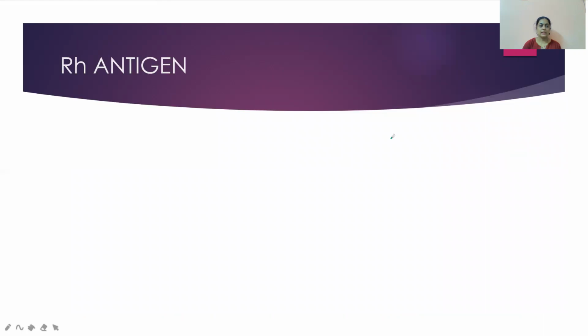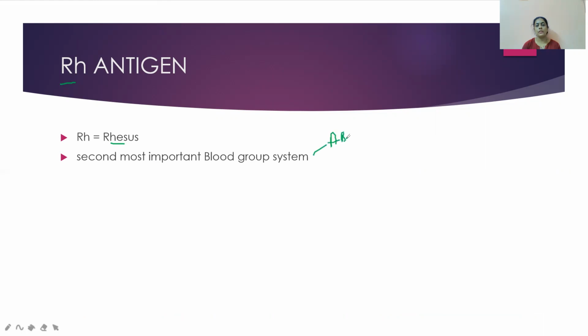So what is this RH antigen? The RH stands for rhesus because it was first discovered in 1940 in rhesus monkey. So the RH name comes from this rhesus monkey. And it is the second most important blood group system. Which is the first one? Definitely we know it is the ABO blood group, which is very important, following that RH typing.